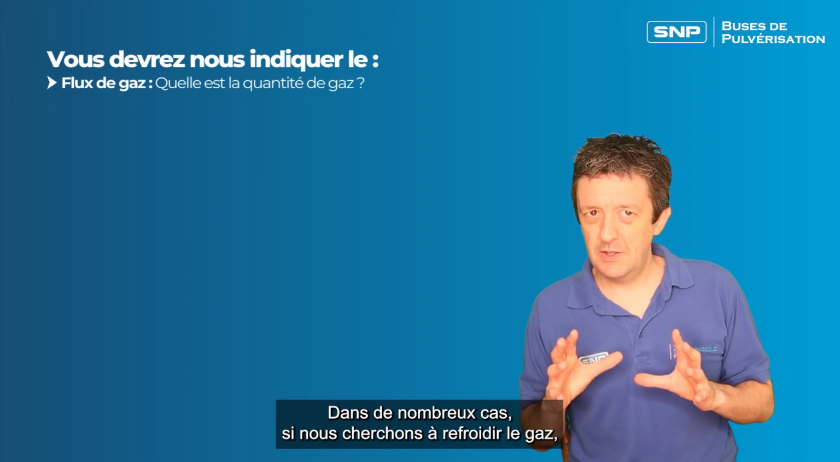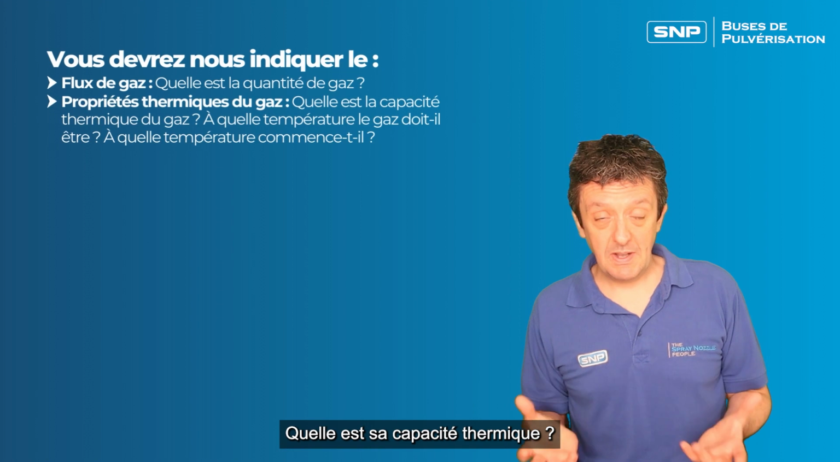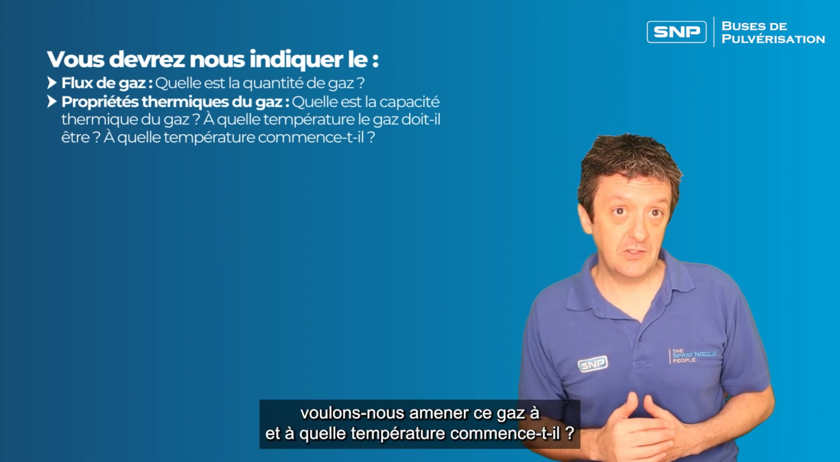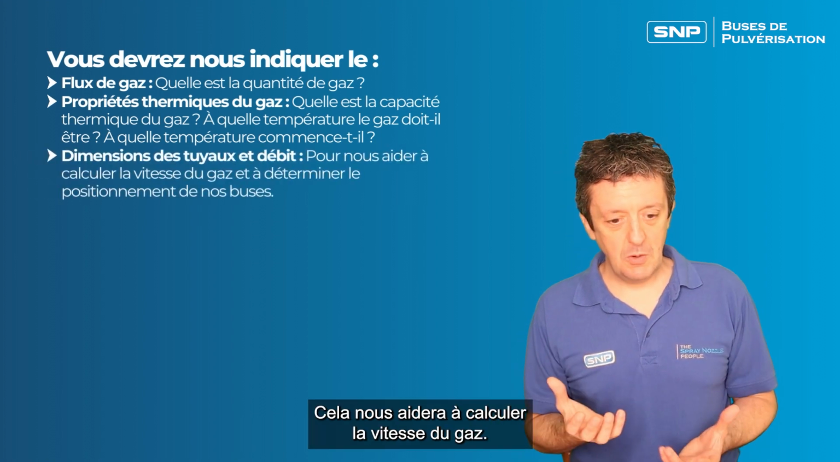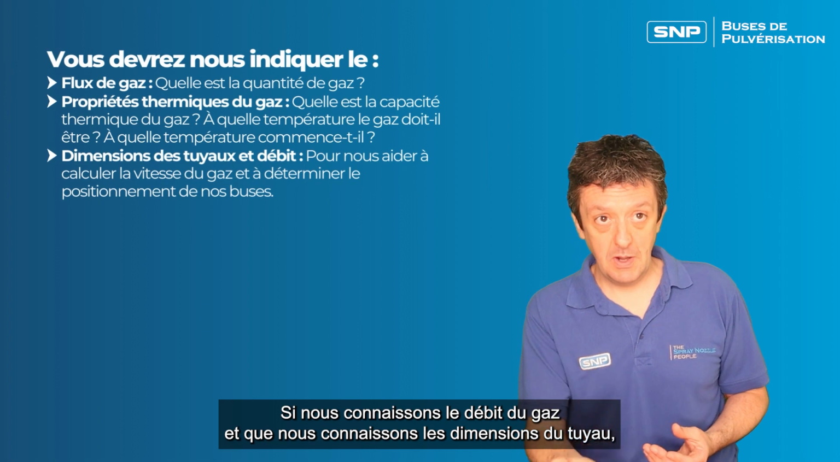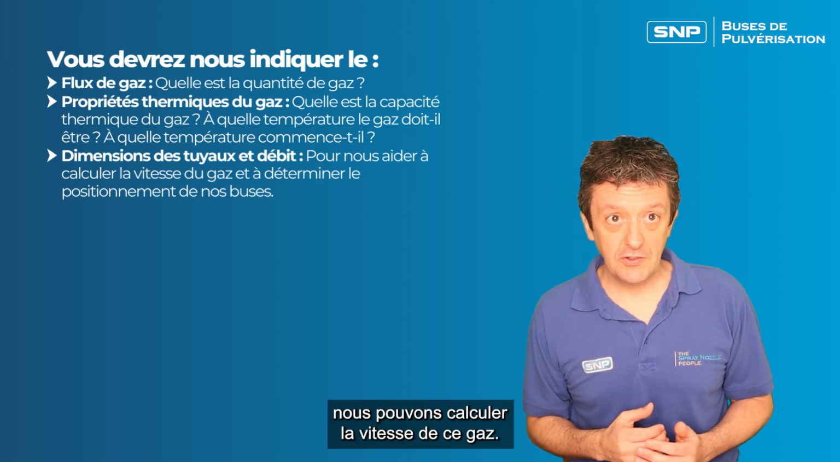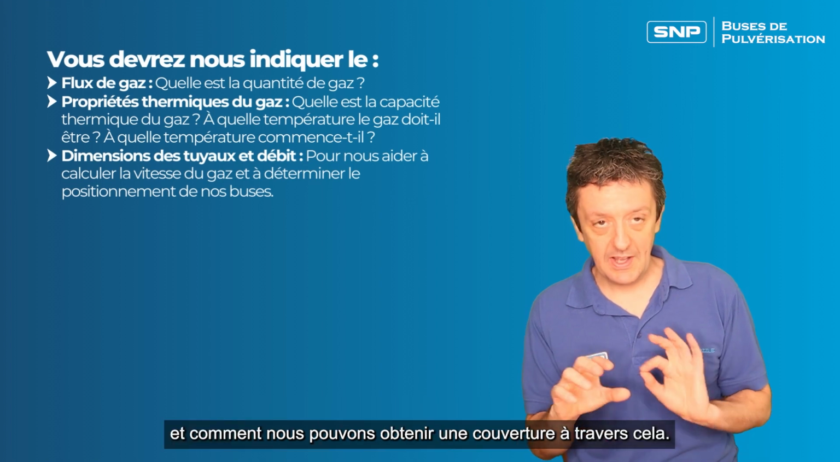In many cases, if we're looking to cool the gas, we need to know the thermal properties of that gas. What's its heat capacity, what temperature do we want to get that gas to, and what temperature is it starting at. We need to know the pipe dimensions. This will help us work out the speed of the gas. If we know the flow rate of the gas and we know the pipe dimensions, then we can work out the velocity of that gas. This will also help us work out where we stick our nozzles and how we can get coverage across that.